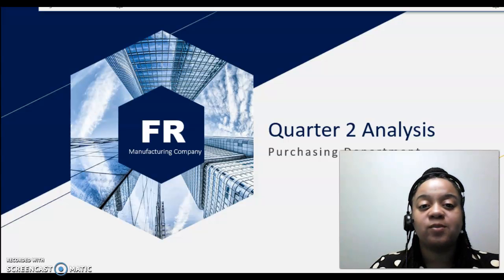Now, the Purchasing Department is tasked with procuring raw materials such as chemicals and plastics. Those materials are used in the manufacturing of products, including the new line of refrigerators. Our meeting today will discuss in more detail some of the findings of the quarterly audit.